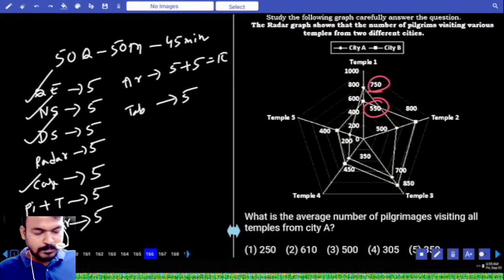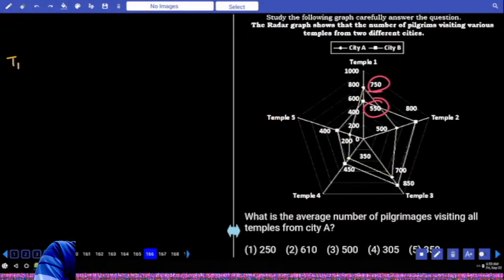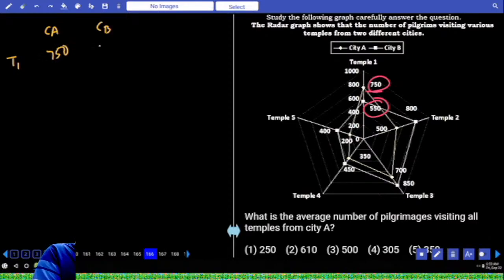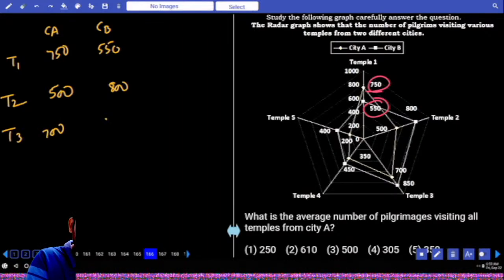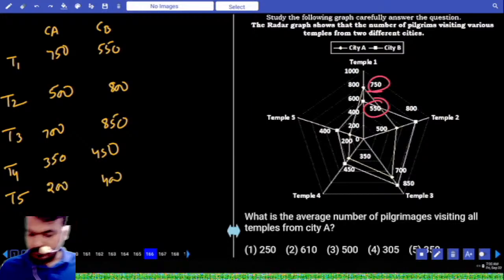Okay. Temple 1 CTA is 750, CTB 550. Next, temple 2 CTA 500, CTB 800. Next, temple 3 CTA 700, CTB 850. Next, temple 4 CTA 350, CTB 450. Temple 5 CTA 200, CTB 400.